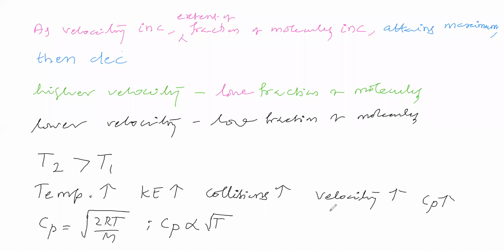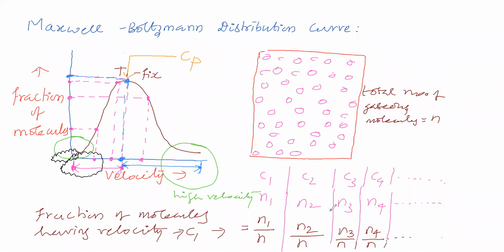Most probable velocity increases means the peak moves to the right side. Then the maximum fraction of molecules also moves to the right side. Then how will it come above? One student says the T2 graph comes above T1. Will it be possible? What do you think?